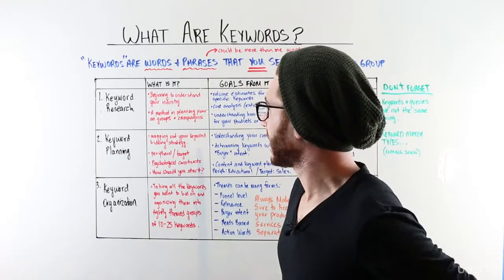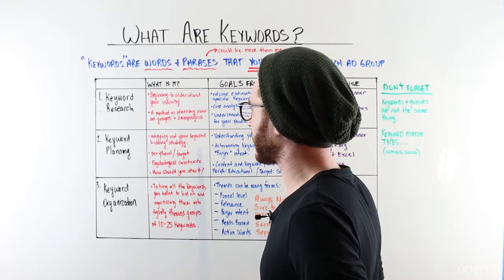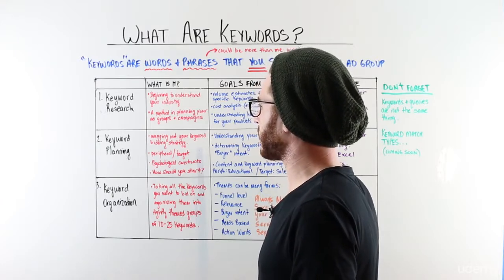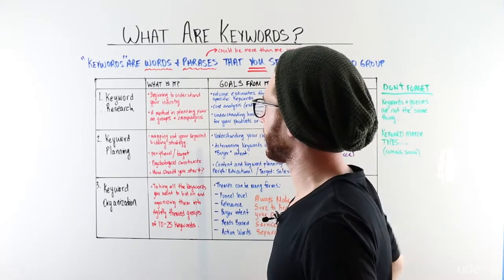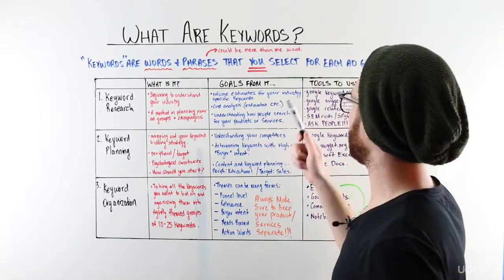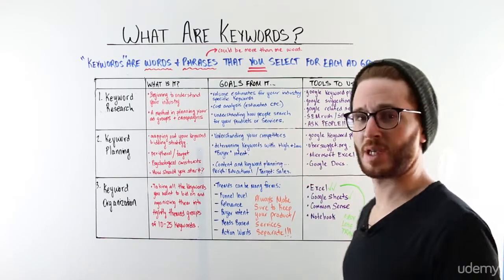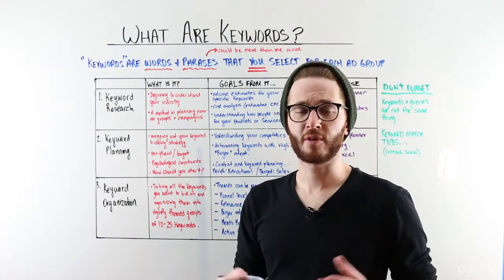All right, so let's talk about the 3 main elements of planning and getting ready and making the most of what we do with our keywords. Just to review, keywords are words and phrases that you select for each ad group. Keep in mind, a keyword doesn't have to be a single word. A keyword could be a phrase.